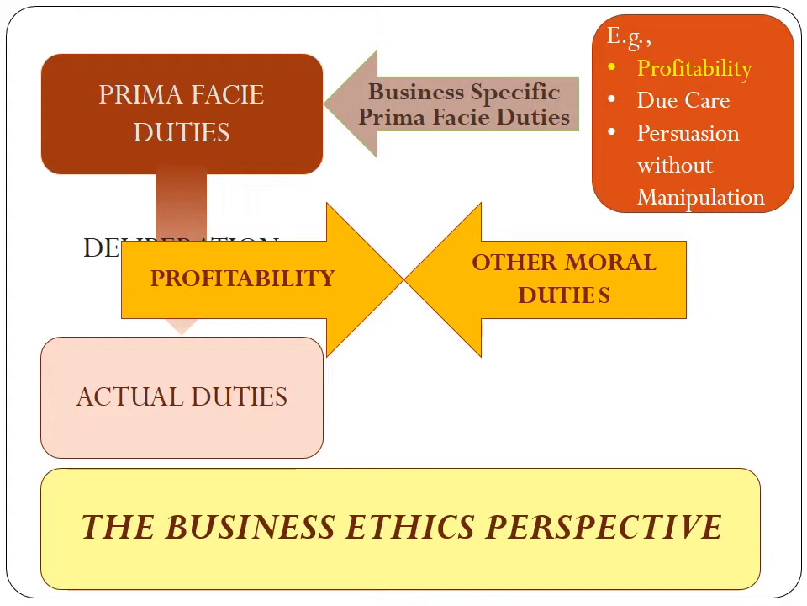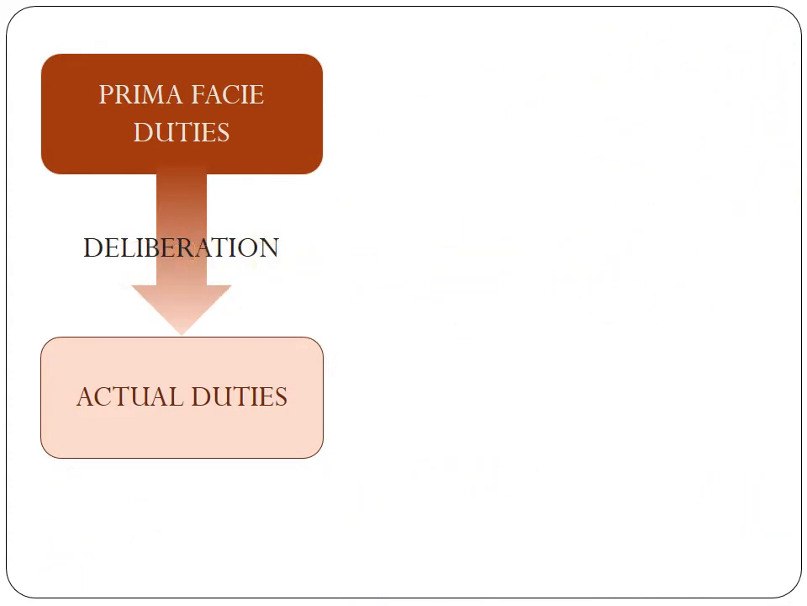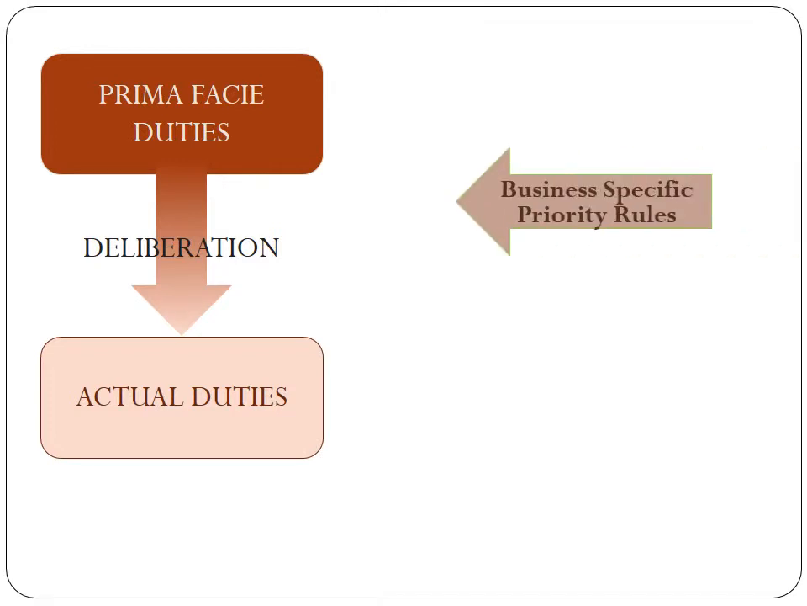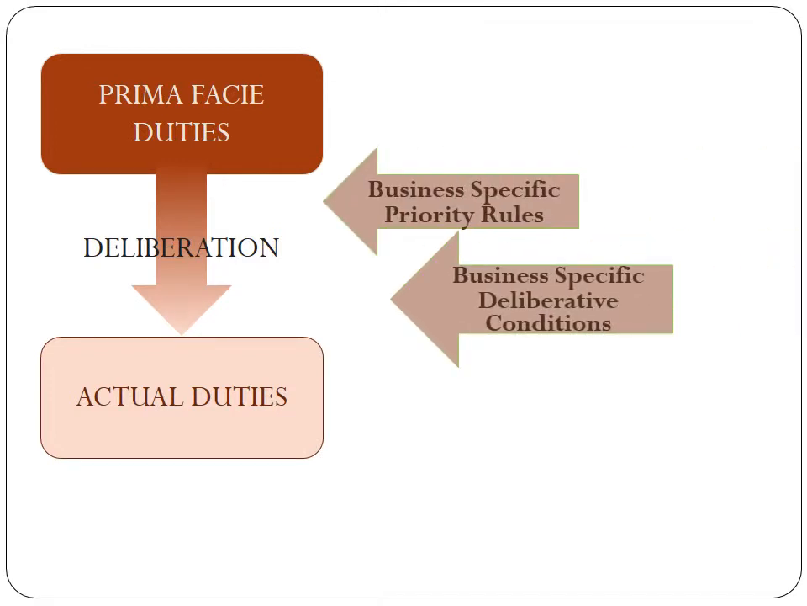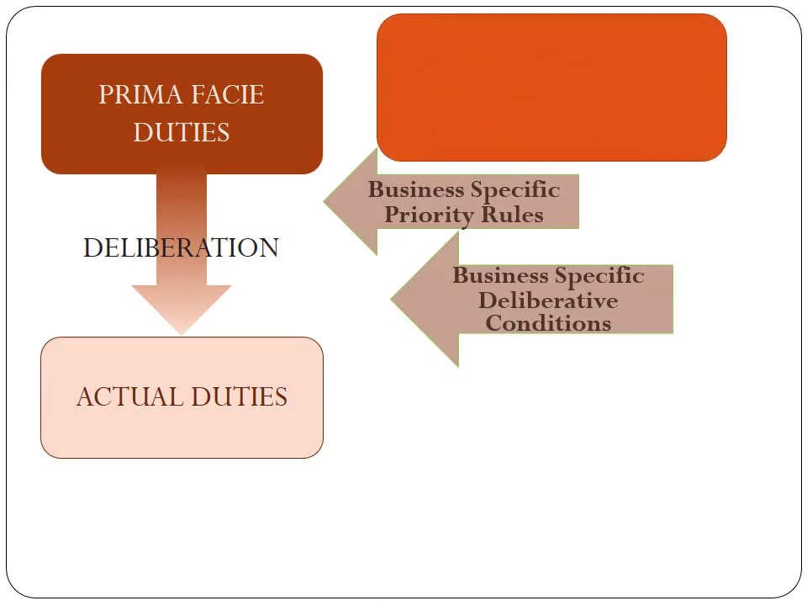But again, duties are not the only prima facie element of the Ross-Garrett model. As the class goes on, we also compile a list of business-specific priority rules and a list of business-specific deliberative conditions. So, for example, business-specific priority rules include the priority of employee vulnerability. All things being equal, protection of the vulnerability of employees to the abuse of employer power takes precedence over the protection of the vulnerability of employers to the abuse of employee power. Yes, employees have power. Come take my class and I'll tell you how.